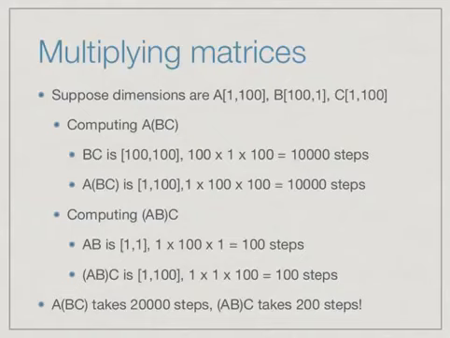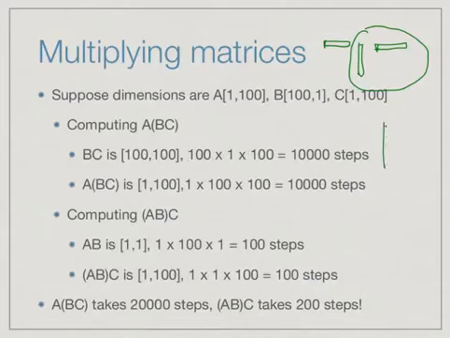So suppose we have these matrices A, B and C. A is 1 by 100, so it just has one row and 100 columns, and B has 100 rows and one column, and C has again one row and 100 columns. So these are matrices which look like this. Now when I multiply B times C, I get something which is 100 into 1 into 100, so we'll get an output which is a 100 by 100 matrix.